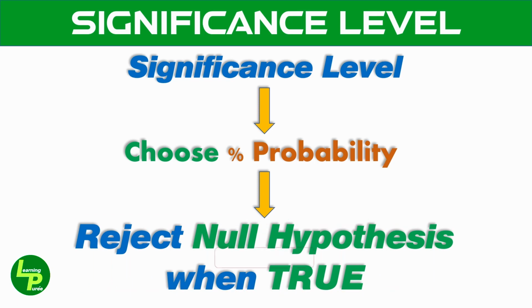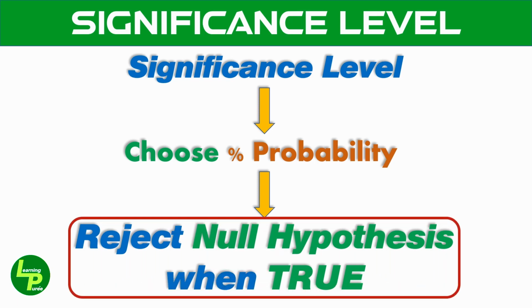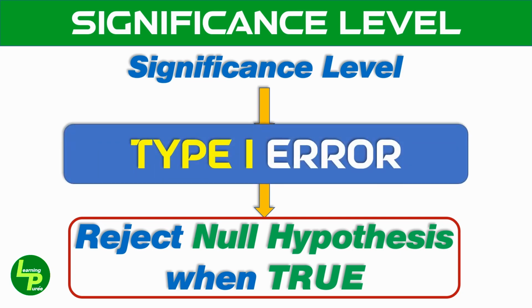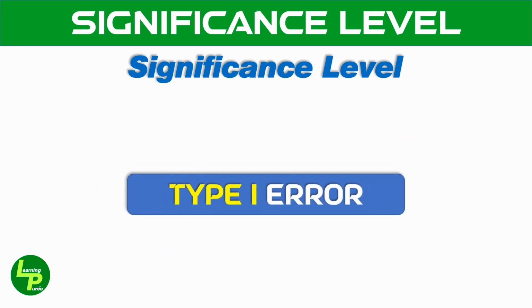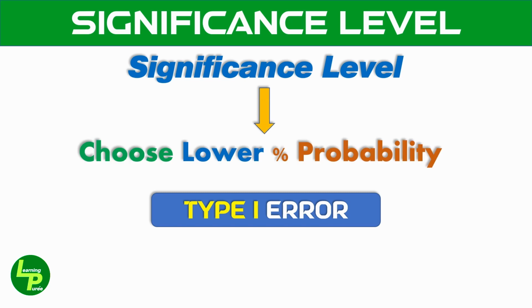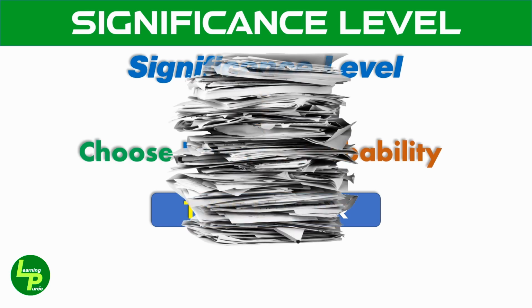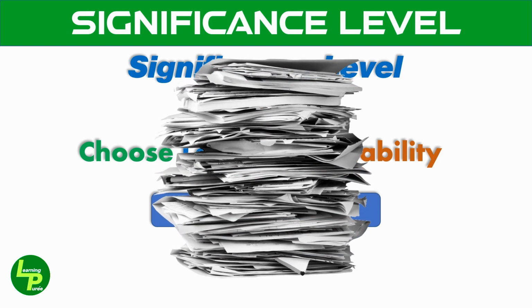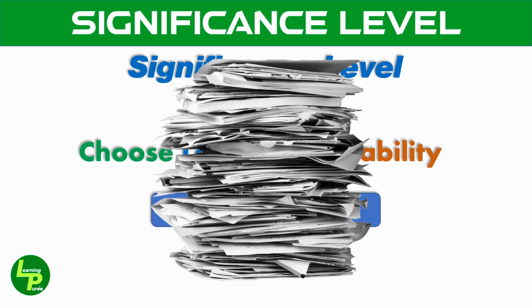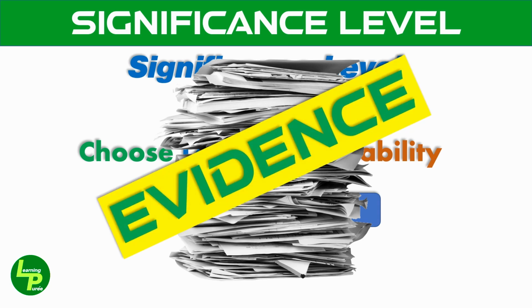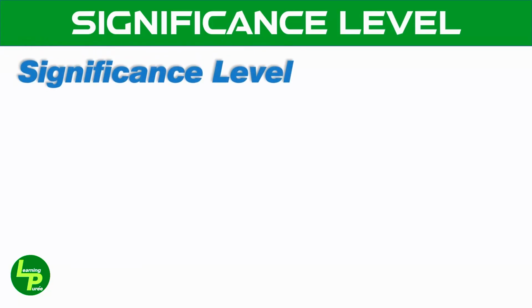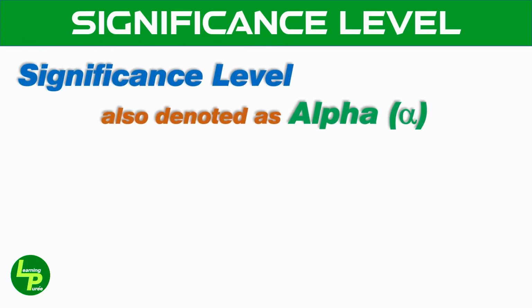It follows from this that if we reject a null hypothesis when it is true, we will be committing a type 1 error. Ideally, we would want to keep this error low. Therefore, the lower this percentage, the better the test. In other words, it means that we need to have stronger evidence in the form of data to prove or disprove the null hypothesis if we set a very low level of significance value. The significance level is denoted as alpha.